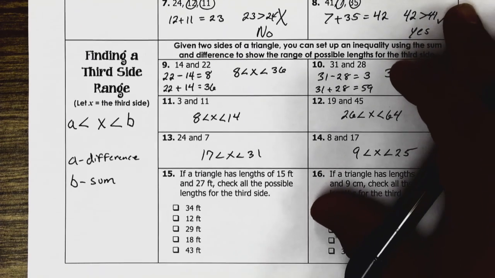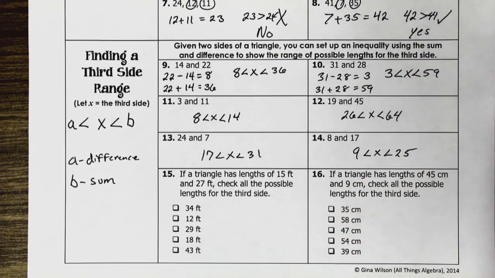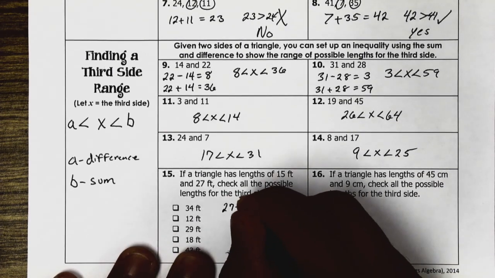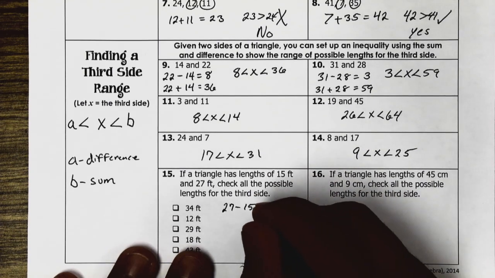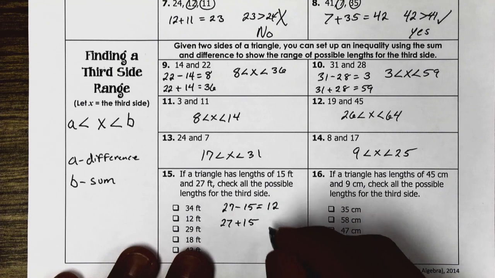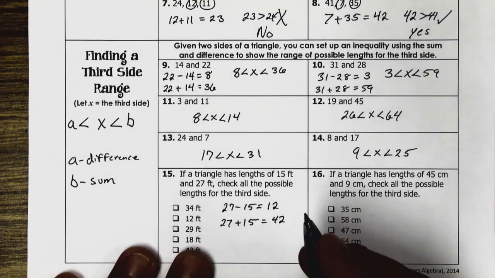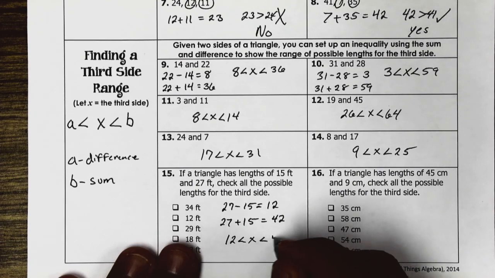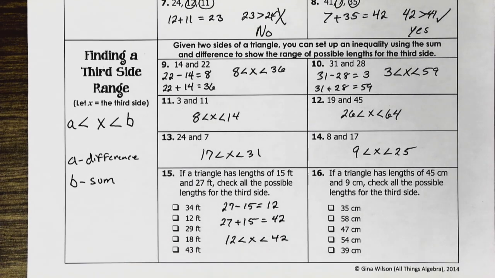All right, so let's do a multiple choice one. It says, if a triangle has sides of length 15 and 27, check all of the possible lengths for the third side. So same thing. All we're going to do is find the difference and the sum. 27 minus 15 gives me 12. 27 plus 15 gives me 42. So my range of values is between 12 and 42. All I have to do is check the boxes that are in between 12 and 42.